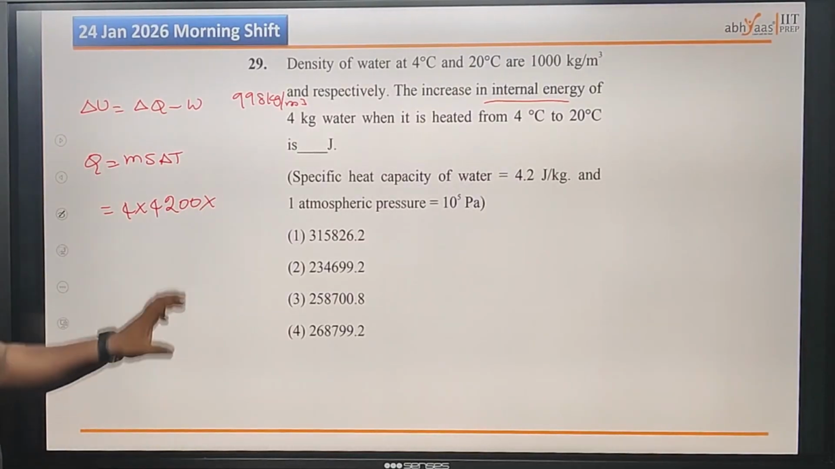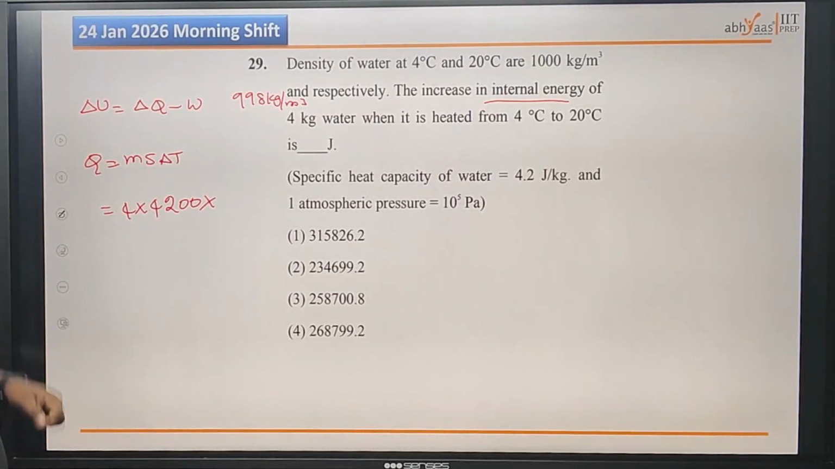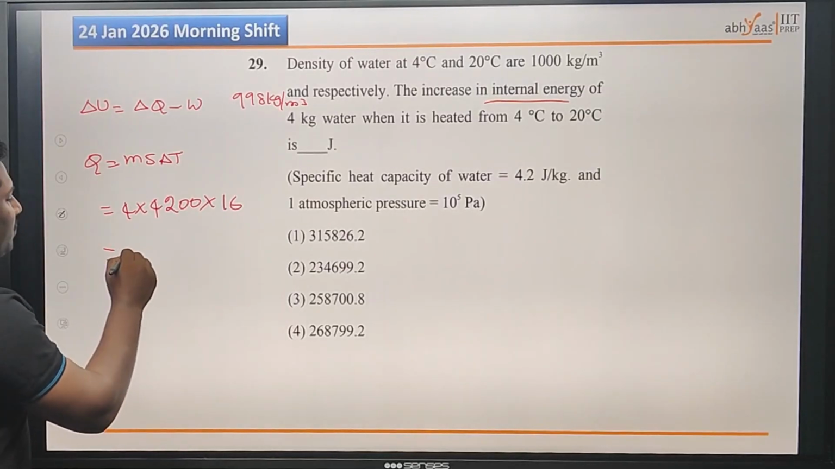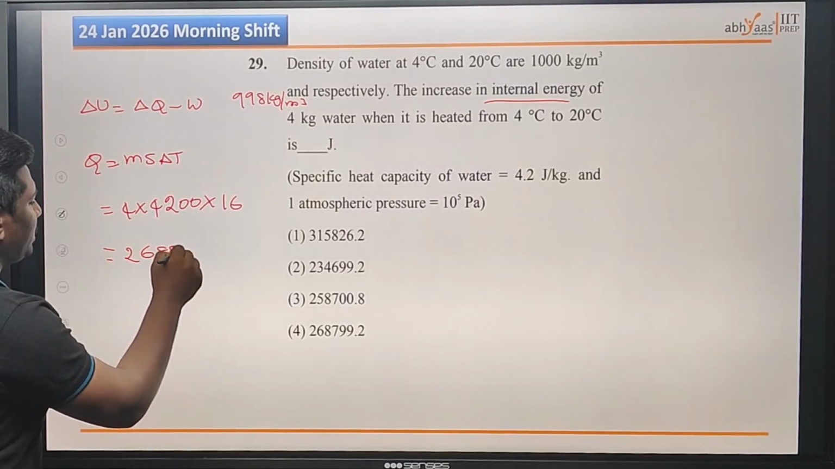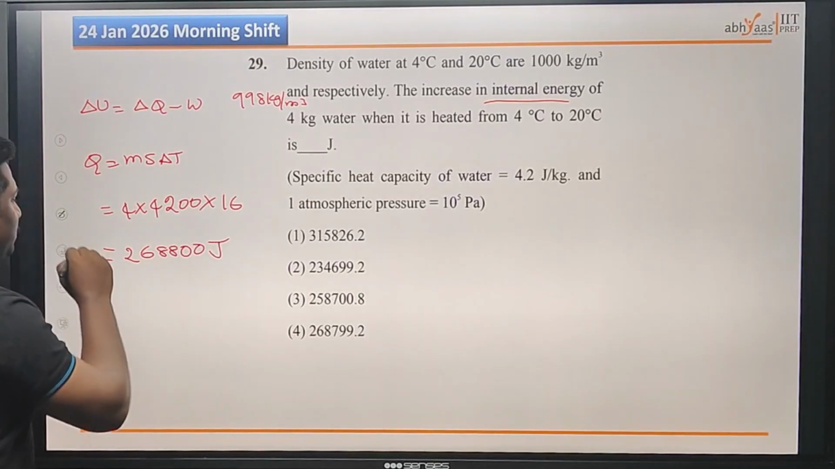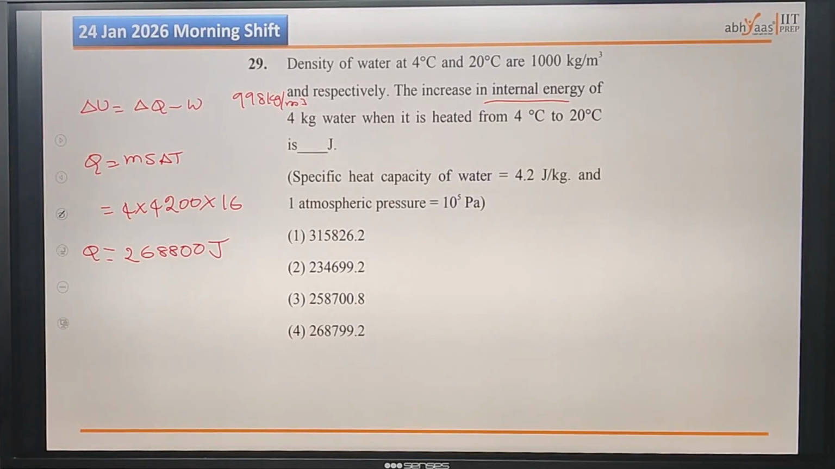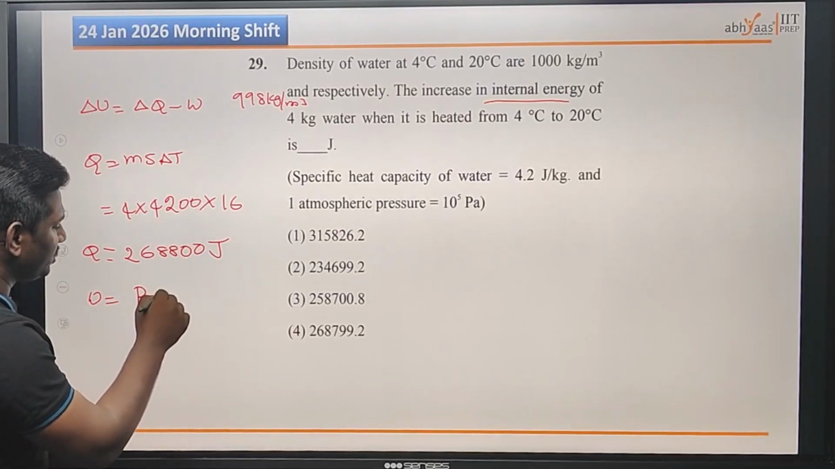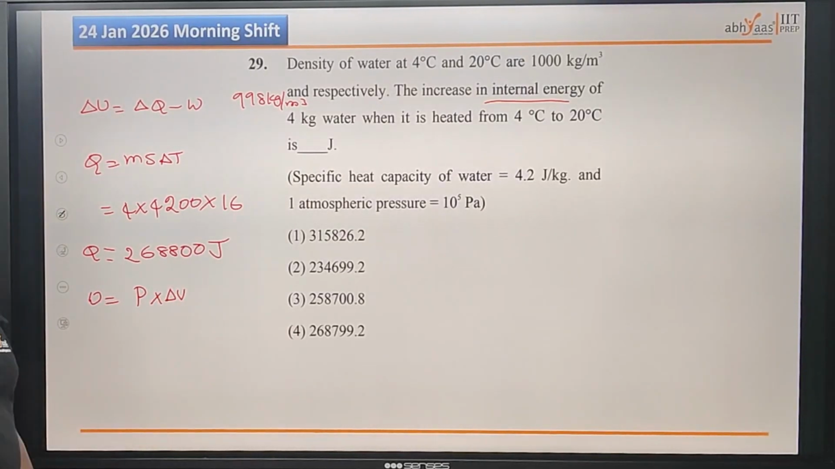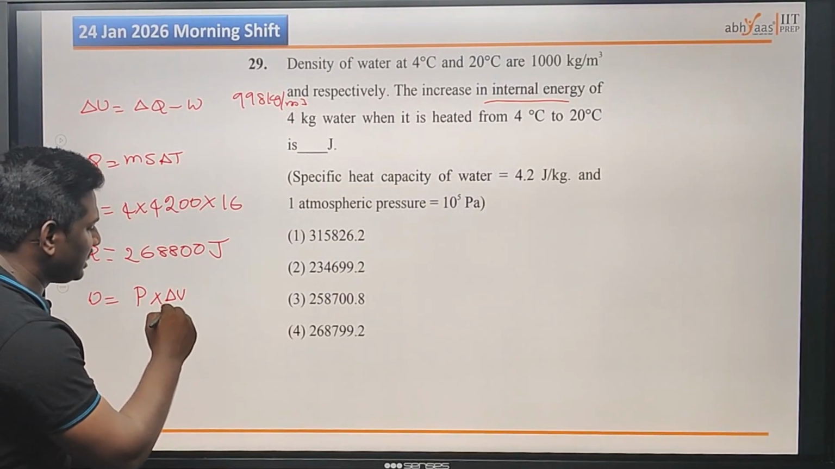4200 into the change in temperature, which is 16 degrees. From this you can write 268,800 joules. This is our heat. Next you have to find the work done. Work done can be written as P into delta V.